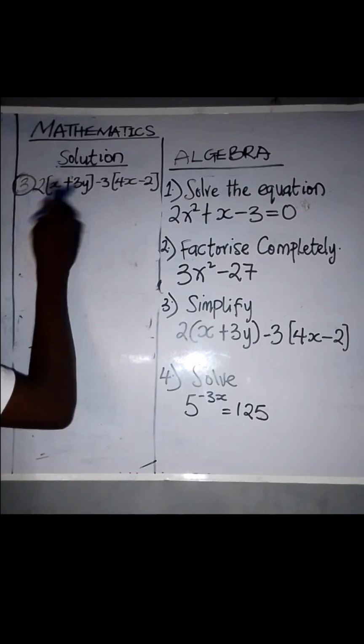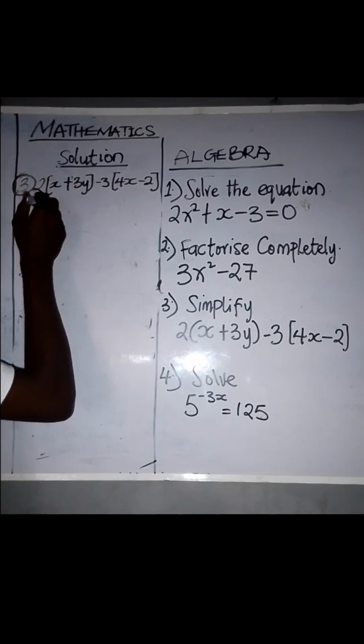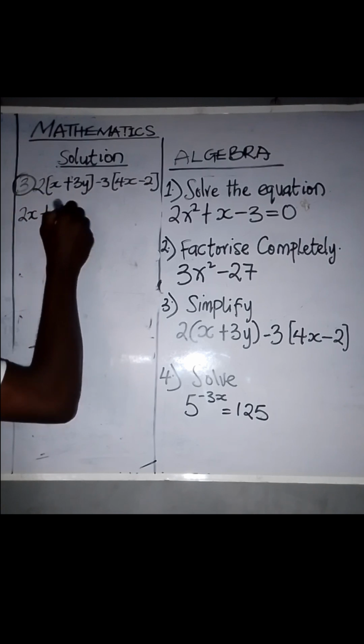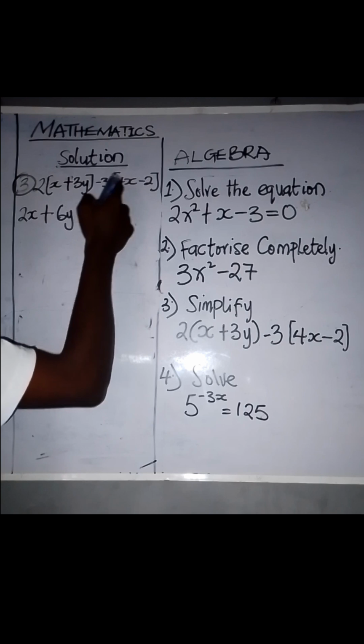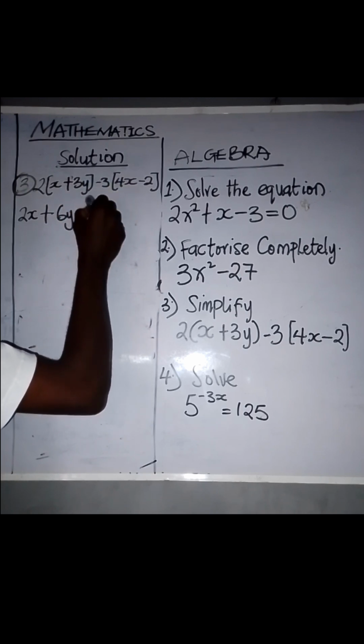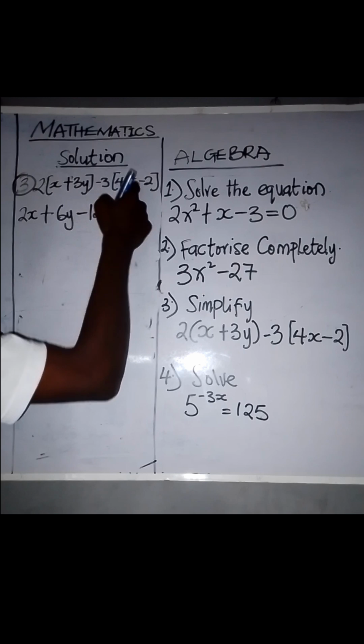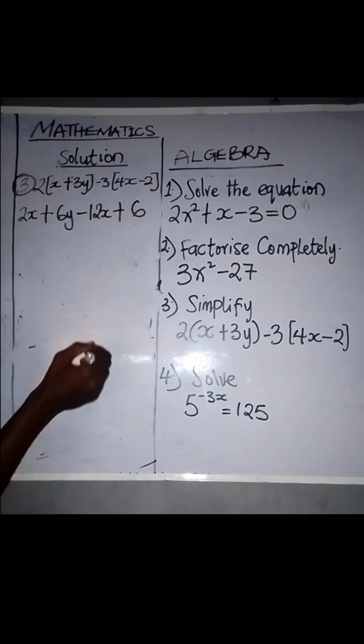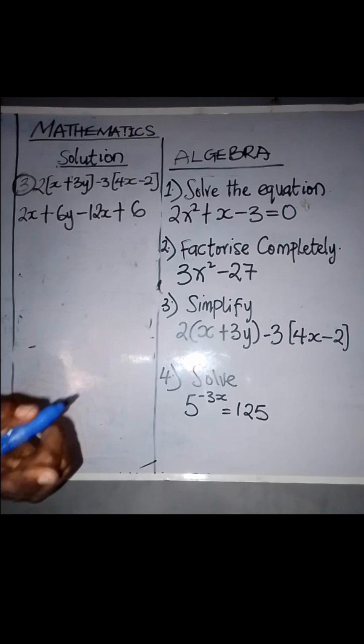So what's opening the first bracket? 2. So 2 opens this. 2 times x is 2x, plus 2 times 3 is 6y. Then we'll have minus 3 times 4 is 12x. Then minus times minus gives us the positive. Then 3 times 2 is 6.